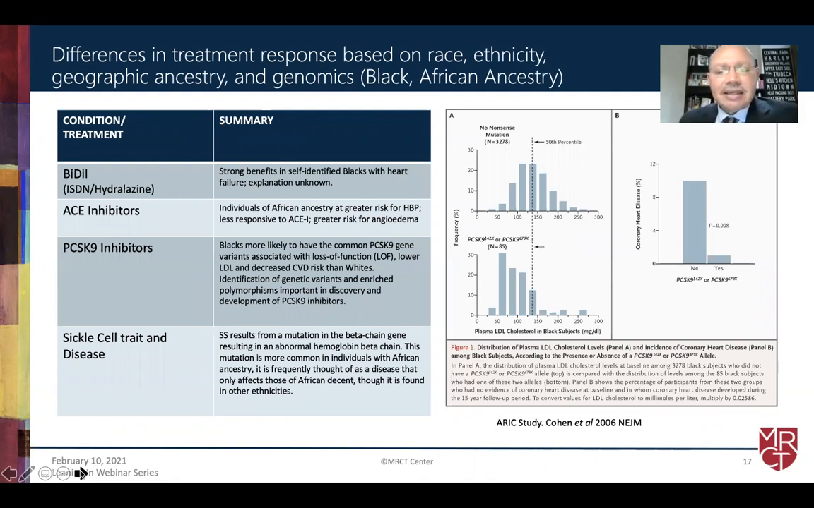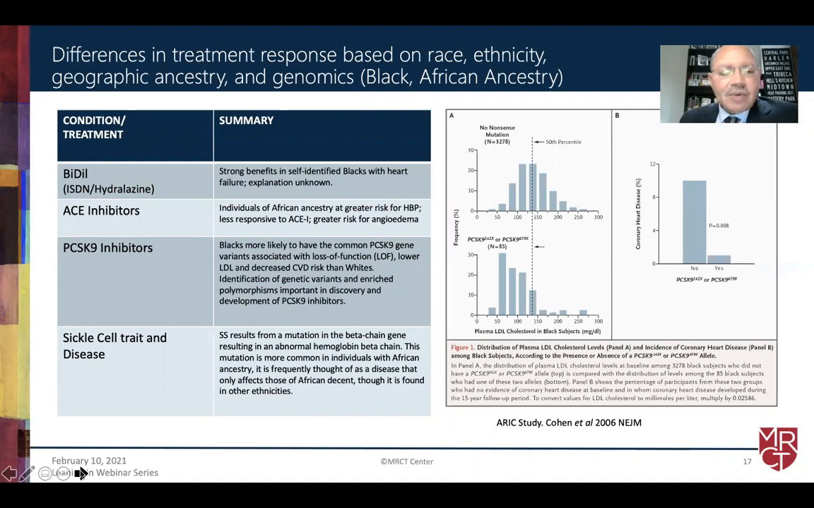So in terms of African-Americans, Blacks in the US, and African ancestry, it is well known and has been known for a long time that there are differences in disease prevalence and severity and responses to certain treatments. For example, the medication BiDil, which is a combination medicine of nitrates and hydralazine, showed a very strong benefit in self-identified Blacks with heart failure, not seen in others, but the explanation remains unknown. It has been long known that hypertension is more common and more severe, and that there are certain medications for which there is less responsiveness in Blacks. For example, ACE inhibitors, in which there is decreased responsiveness, but also a greater risk for certain side effects such as angioedema.